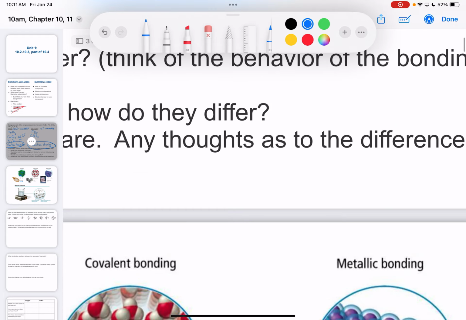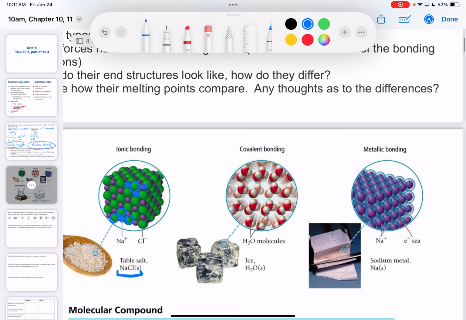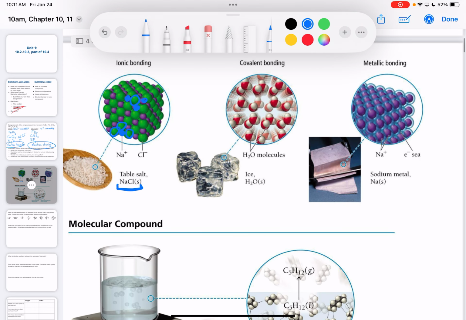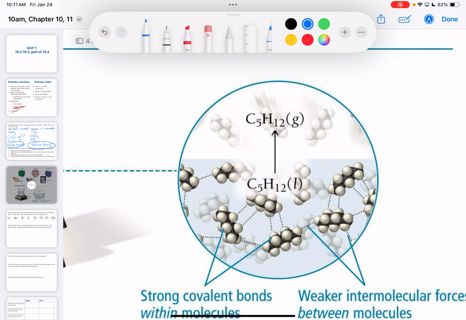Because covalent bonds are electron sharing, they behave a little bit differently. So they are not just one big mass of positive and negative ions. They are individual interactions between the atoms, and that results in what we call molecules. Now, there is water up there, but I don't love that picture as much. So we're going to look at pentane down here. So 5 carbons and 12 hydrogens.